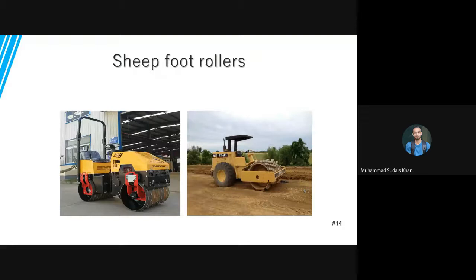Here again we have the pictures for sheep foot rollers. In both these pictures you can see the spikes coming out of the drum, which help to compact the soil better.